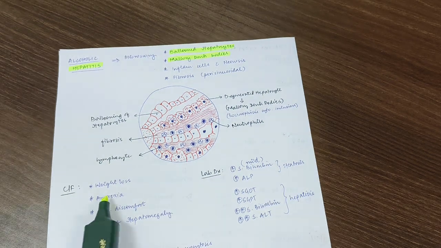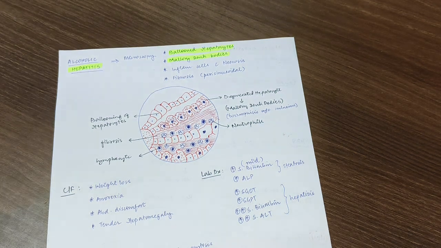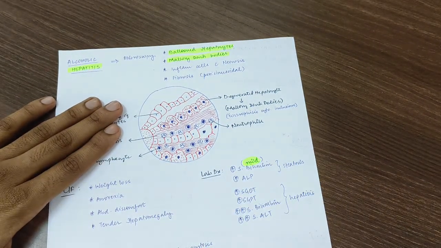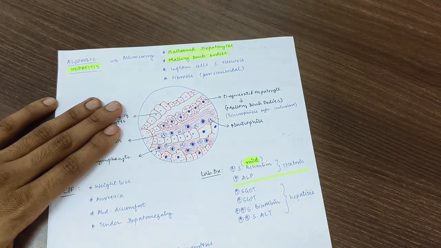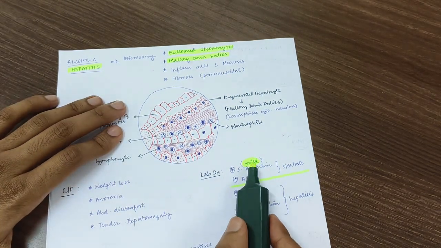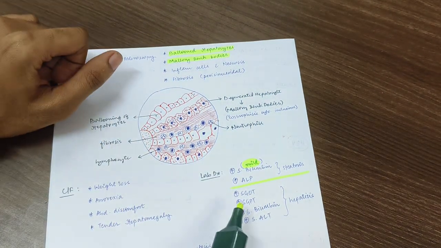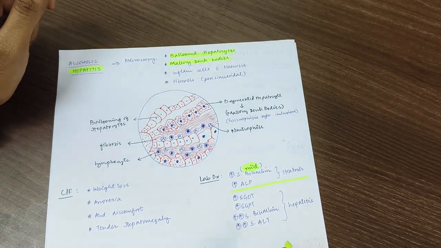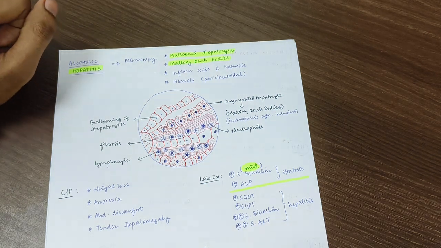Next, coming to the clinical features: weight loss, anorexia, abdominal discomfort, tender hepatomegaly are the clinical features. Lab diagnosis: in steatosis you are going to see just a mild increase in bilirubin and alkaline phosphatase, whereas in hepatitis, what you are going to see is a massive increase in SGPT, SGOT, serum bilirubin and serum alkaline phosphatase. ALT is increased.